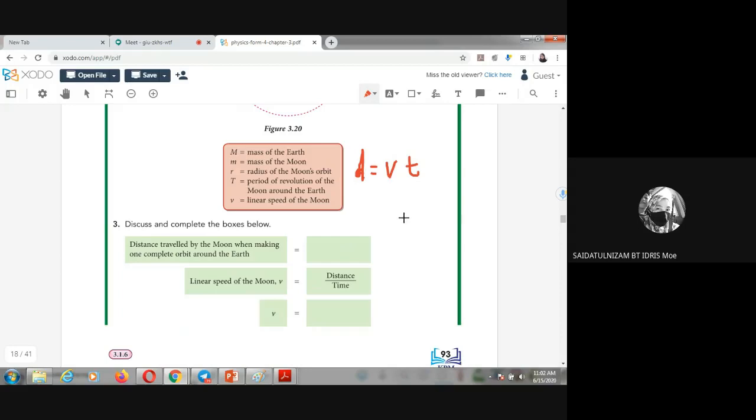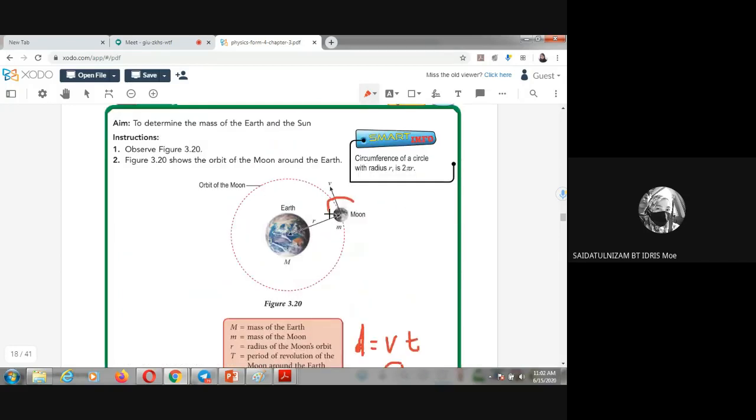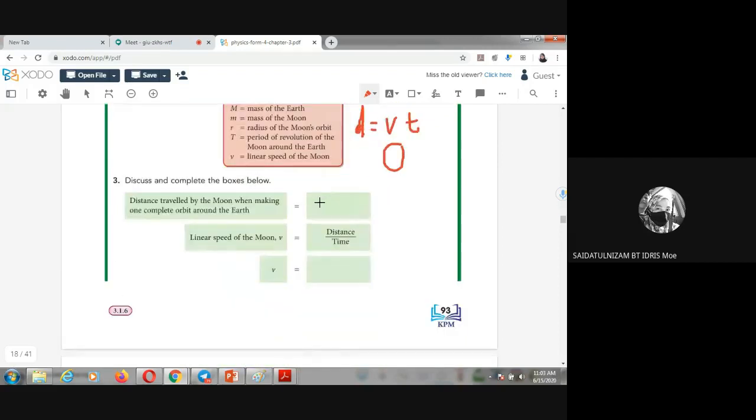Okay, jadi kalau you tengok sini, Moon punya distance travel, dia akan orbit Earth kan. Jadi seolah-olah distance dia adalah circumference of the circle. So distance dia sebenarnya adalah circumference of the circle. So the formula for the circumference of the circle is 2 pi r. Jarak dia mengelilingi bumi tu, distance tu mewakili dia punya circumference. Okay, so kat sini kamu tuliskan 2 pi r lah.